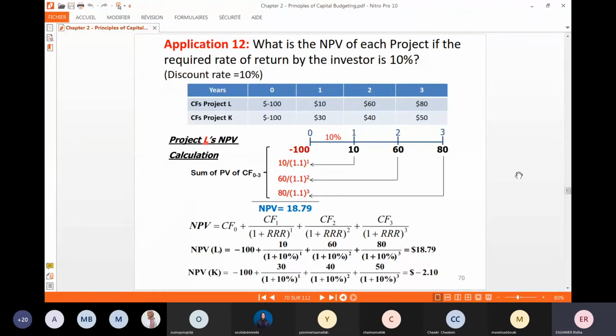Is the project profitable or not? Of course not. Will my wealth increase or decrease if I accept project K? My wealth will decrease by $2.1 million. So project K is not profitable. We will not earn the 10% we require. We don't even earn the 10%. Here, for project L, we earn the 10%, and in addition to the 10% return, you get a $18.79 million net increase in your wealth.